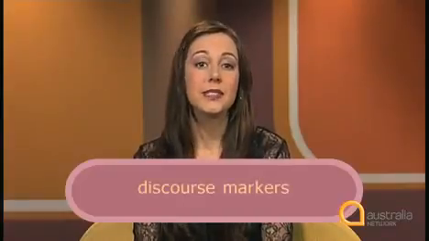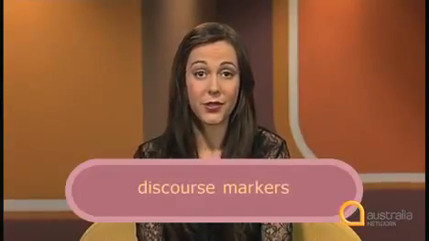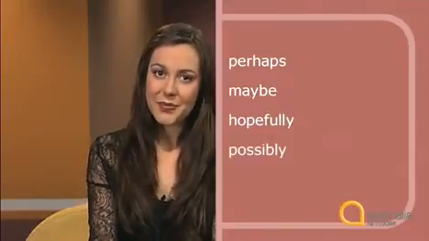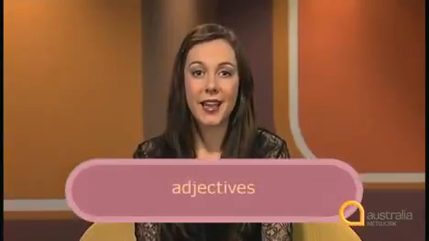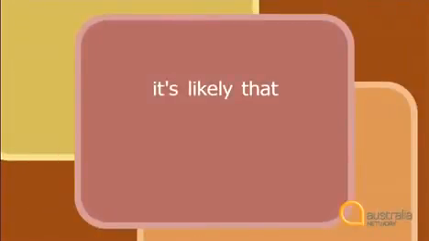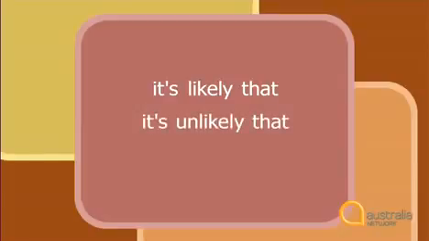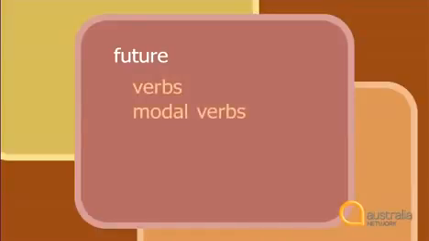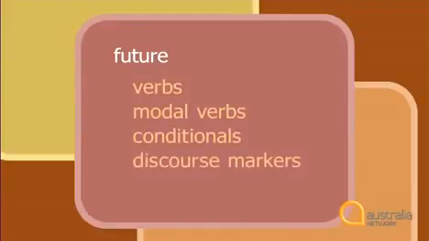We might also use discourse markers to speculate about the future. Some examples are perhaps, maybe, hopefully, possibly, or even you never know. And finally, we can use adjectives. It's likely that, it's unlikely that, or it's possible that. So here's our list of choices. We can talk about the future using verbs, modal verbs, conditionals, discourse markers, or adjectives.